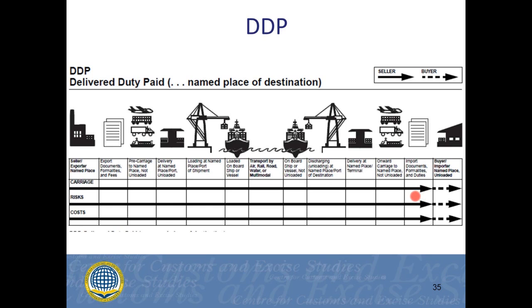Under the DDP, the buyer does not have to do anything at all, just collect the goods at their premises. Express carriers are usually the ones that use the DDP term because the goods are delivered to your doorstep, basically. And as a buyer, you don't have to do much except sign for them.